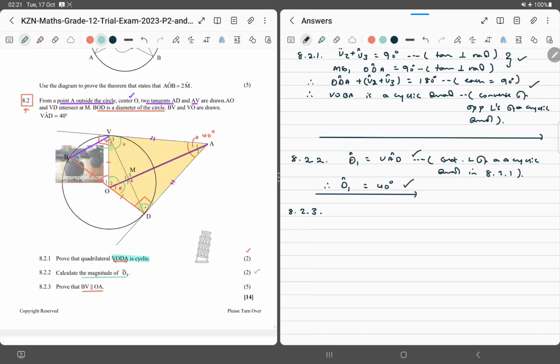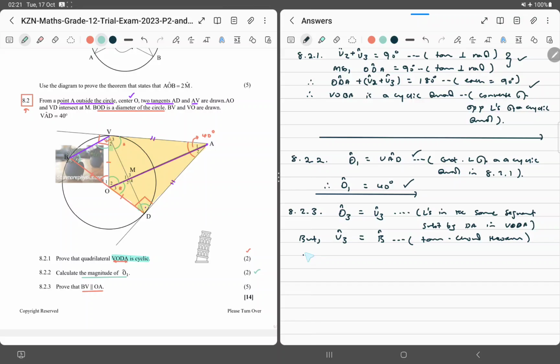So what are we going to start with? We're going to start by saying actually O3 is equal to V3. Why? These are angles in the same segment, subtended by DA in VODA. We know that VODA is a cyclic quad. We know also that V3 is equal to angle B. That is the tan-chord theorem. We can say therefore O3 is equal to angle B.